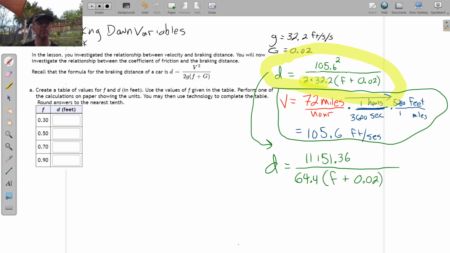0.02. And I think I'm going to take this one step farther by distributing that 64.4 in here. So then I'll get D equals 11,151.36. So we got a little bit of work to clean up still. 64.4 times F is just 64.4 F plus whatever 64.4 times 0.02 is.